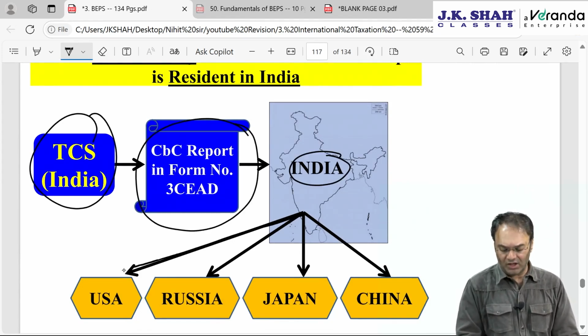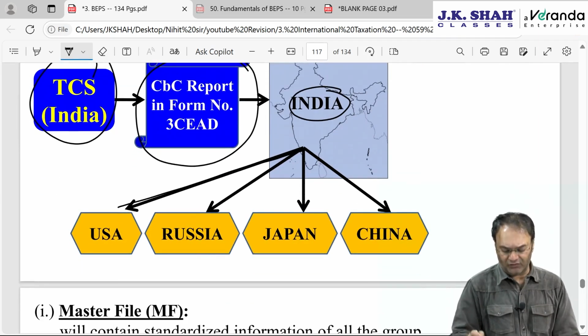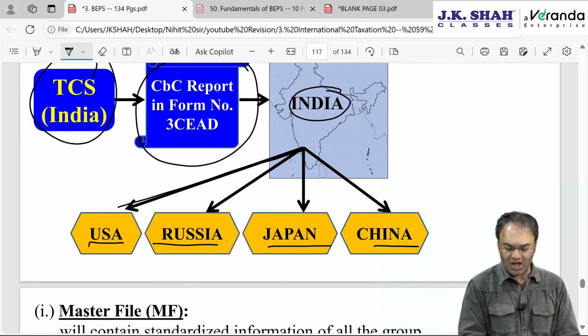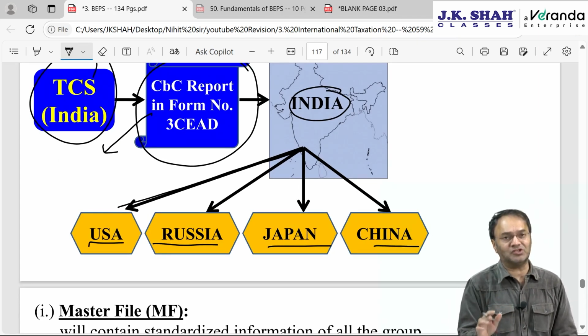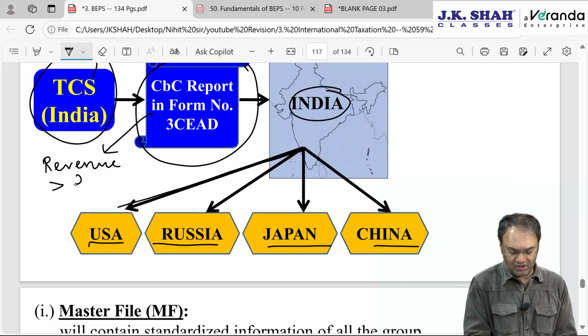Indian government will share it with different governments, US, Russia, Japan, China, wherever TCS is present. However, in India, this requirement arises. The time limit is 12 months from the end of the accounting period, and only if group revenue of last year exceeds rupees 5,500 crore, then only this requirement arises.